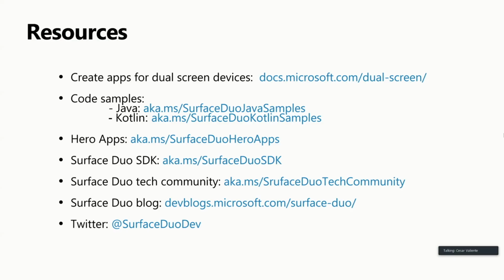Last thing I wanted to show you is about some resources that we have. Our main documentation, we have code samples for Java and Kotlin in our GitHub repositories. Then also we have our hero apps, kind of real world apps that follow dual screen patterns. We have also our Surface Duo SDK libraries, such as the Surface Duo layout that I showed you before. And then also we have a Surface Duo tech community where you can ask questions, Surface Duo blog, where every week at least we post one article, and then our Twitter account where you can follow us to know everything regarding dual screen development, foldables, and Surface Duo.